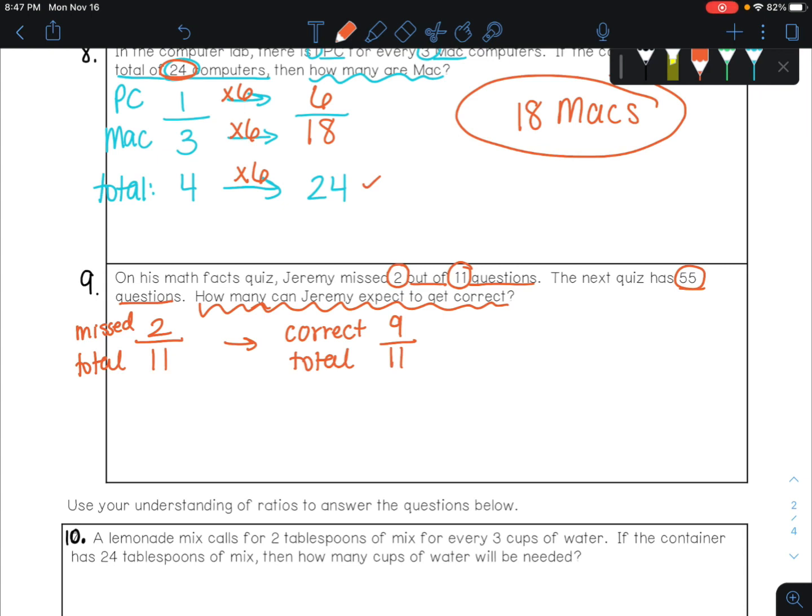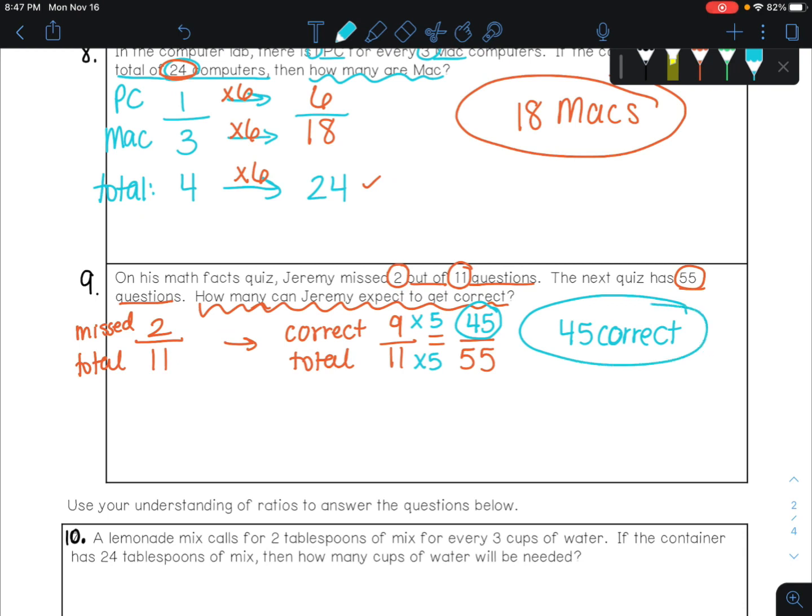Okay, so we're going to use 9 out of 11. Now, the real quiz that he's going to take next doesn't have only 11 questions. It has 55. So let's create our equal ratio. If we want them to be equal, 11 times 5 would give me 55. Do the same thing to the top to keep it equal, and you'll get 45. So he can expect to get 45 correct. If you had done it with the 2 over 11, you would have gotten how many he would miss, and you'd have to subtract to get your answer, which is fine.